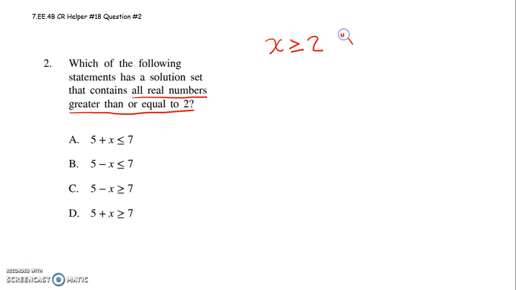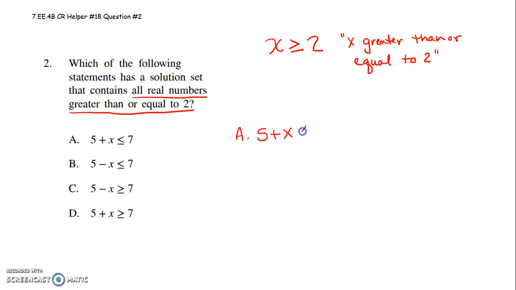That's what x greater than or equal to 2 looks like. X is greater than or equal to 2. So I have to now solve each of the given inequalities and figure out which one has a solution x greater than or equal to 2. So let's take a look at letter A.